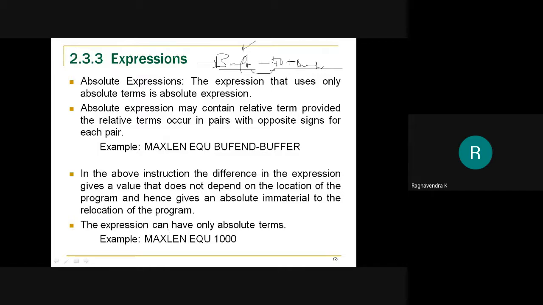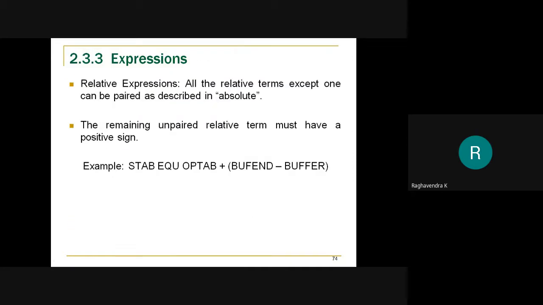For example, an expression can also have only absolute terms, like for example, max length equated to 1000. Now this 1000 is nothing but an absolute term. Got it? So this is how an absolute expression is formed.